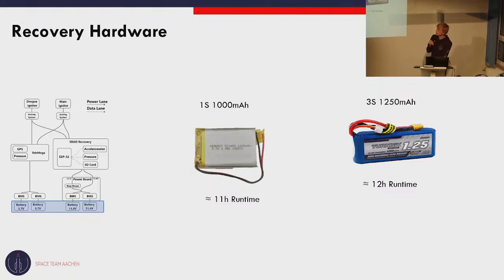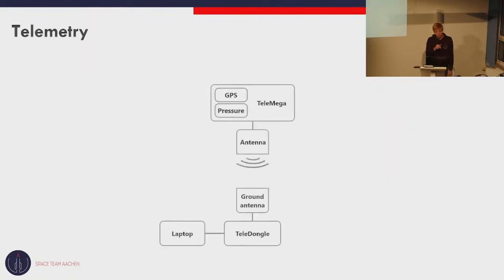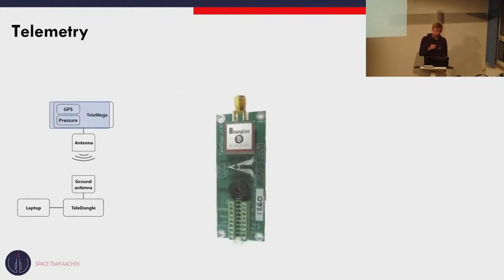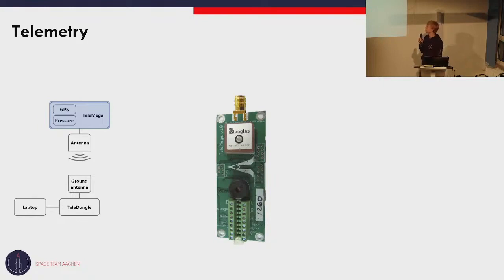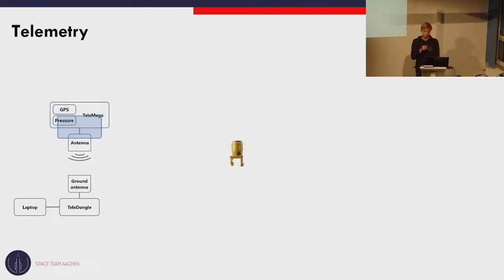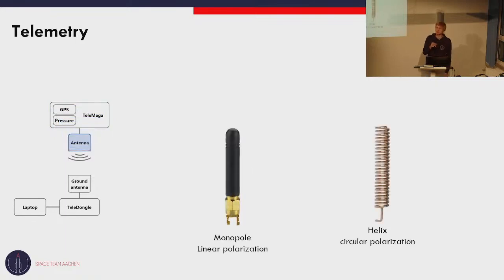That was it for the recovery hardware, and now we're coming to the telemetry, reporting back the GPS location. For that, we have 2 sections. The first section is on the rocket. The second section is the ground station that's receiving the data. First of all, on the rocket, we have, as already mentioned, the Telemega. It has a GPS tracker on board and a radio, which then sends its data by the means of an antenna to the ground.